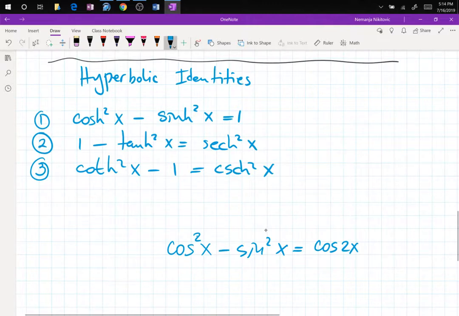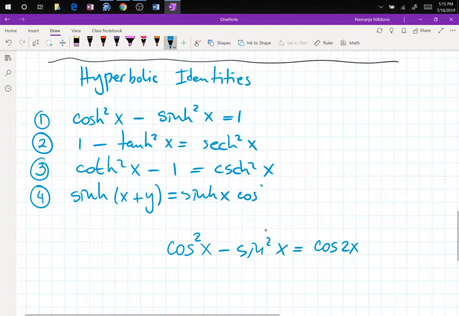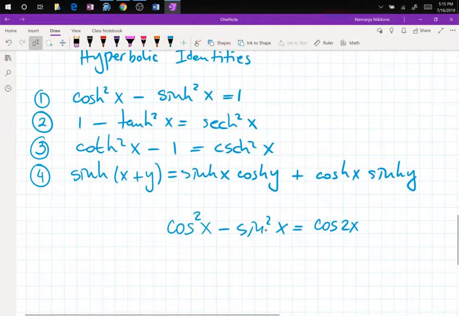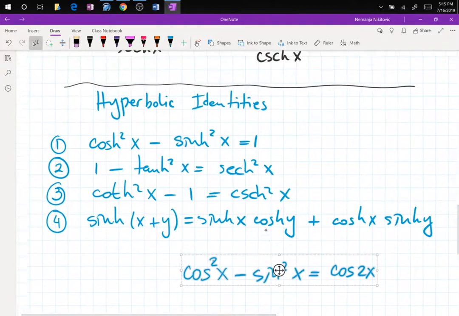Okay, now I can put them in the correct order. So, a breath of fresh air: sine hyperbolic of x plus y. This one works the same way as trig, right? So sine hyperbolic x cosine hyperbolic y plus cosine hyperbolic x sine hyperbolic y. So yoo-hoo, I'm still keeping this. I'm just going to move it.